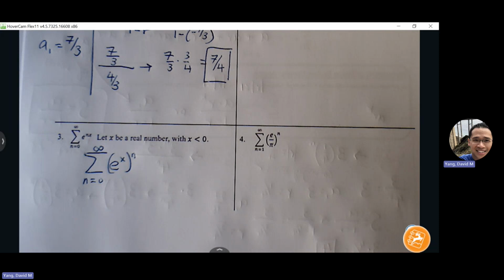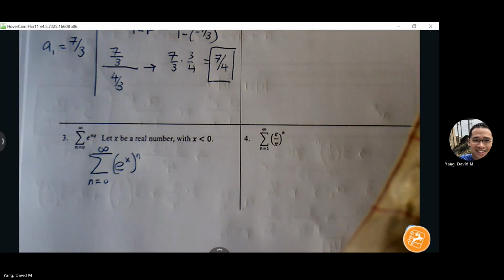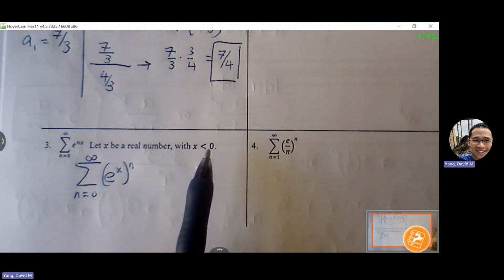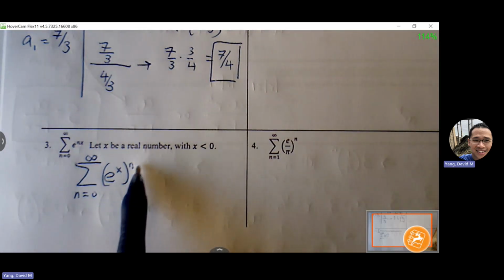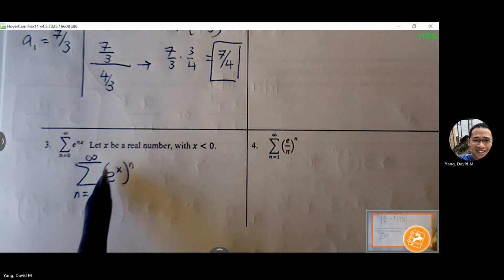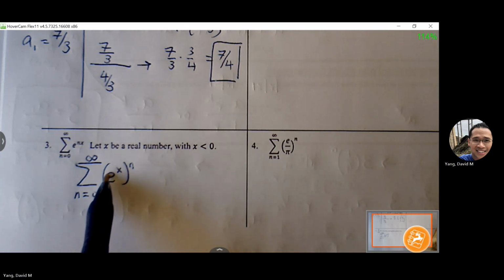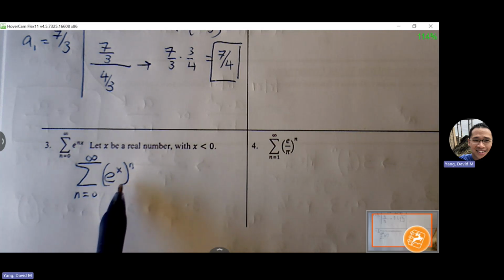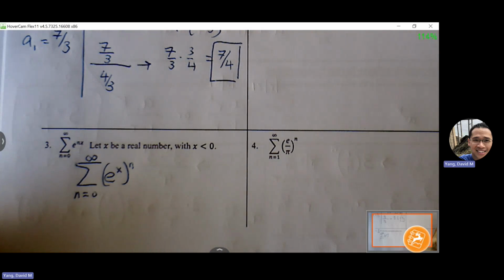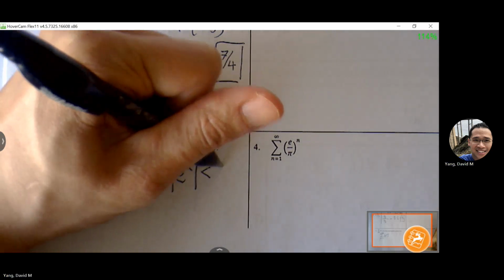All right, number 3. Number 3 says we have the summation of e to the nx. Let x be a real number with x less than 0. I'm going to rearrange it, make it e to the x to the nth. That way, this lines up more closely with what we want the ratio to be. Now, x is less than 0, so that could be like -1 or -0.1 or -2. What's that going to cause this number to be? Less than 1, right? So we know that e to the x, if x is less than 0, is always going to be less than 1, right?